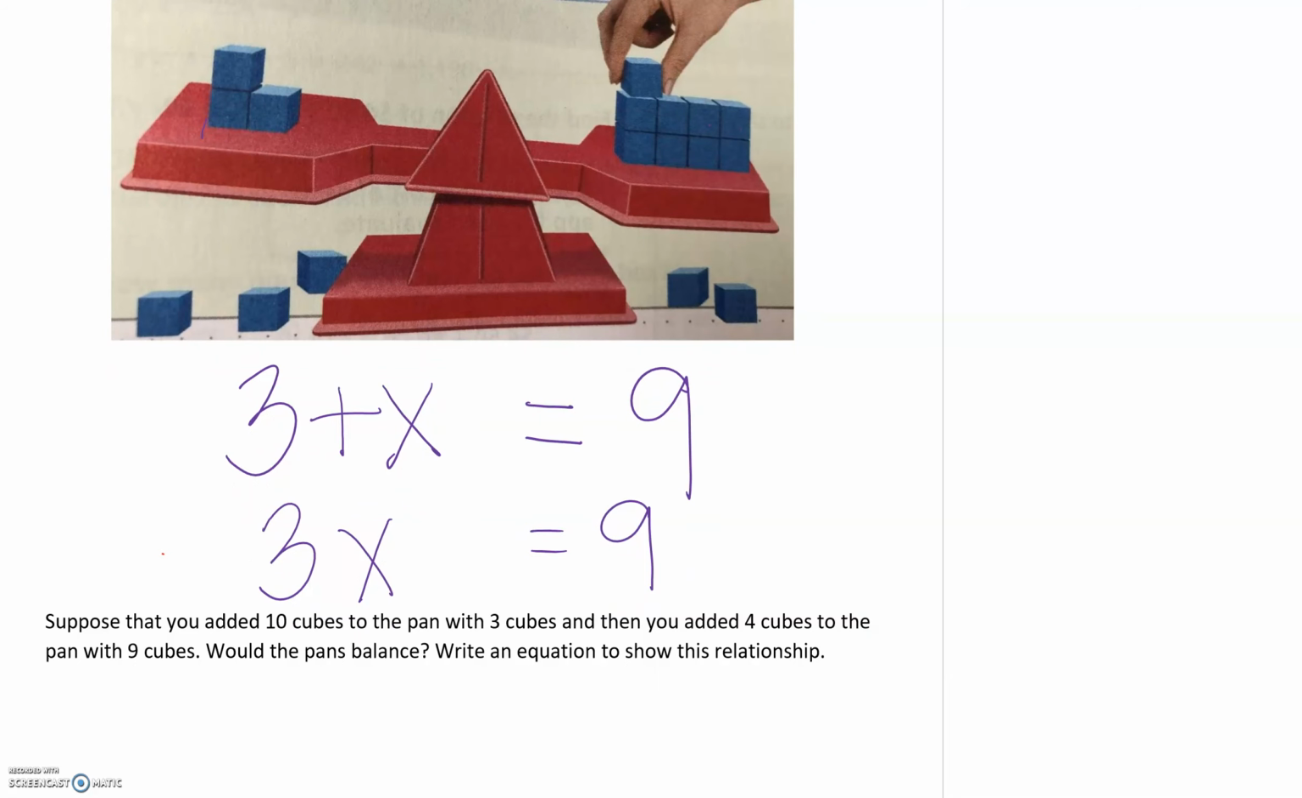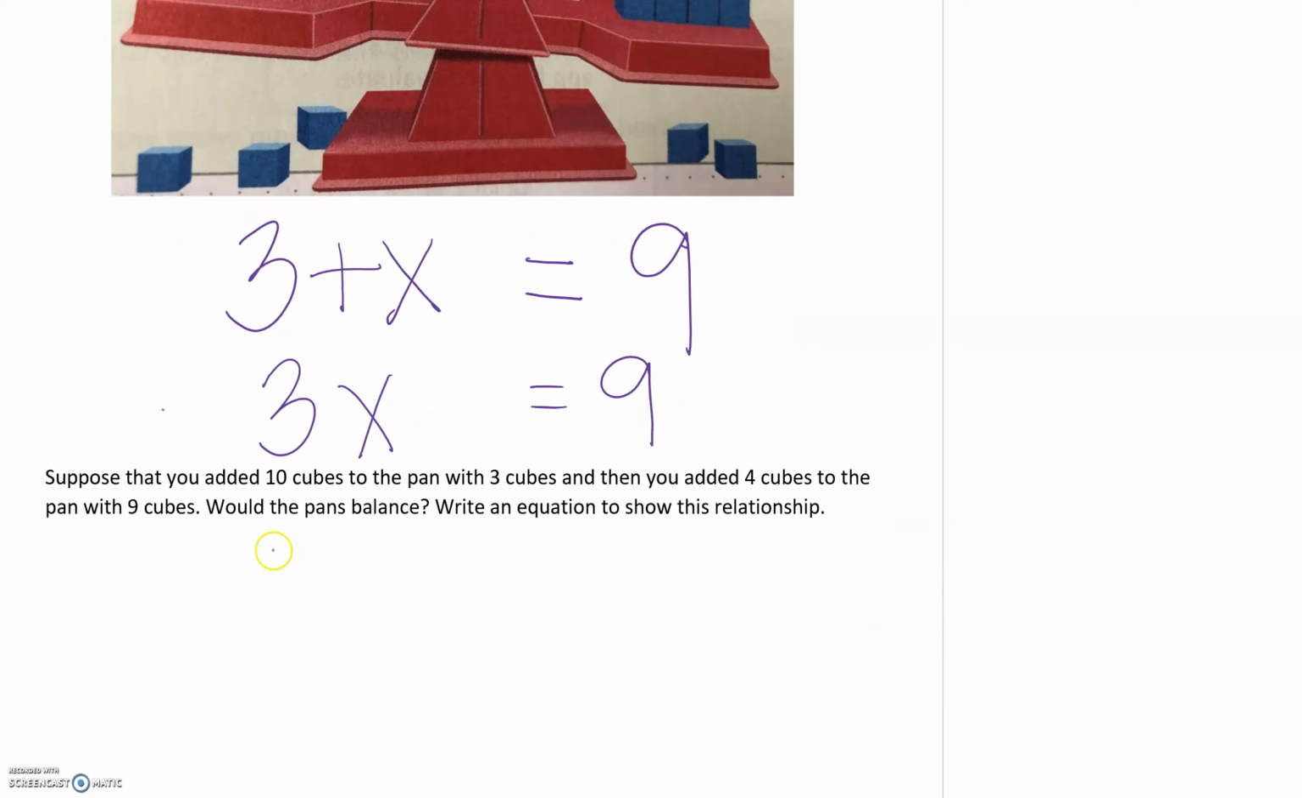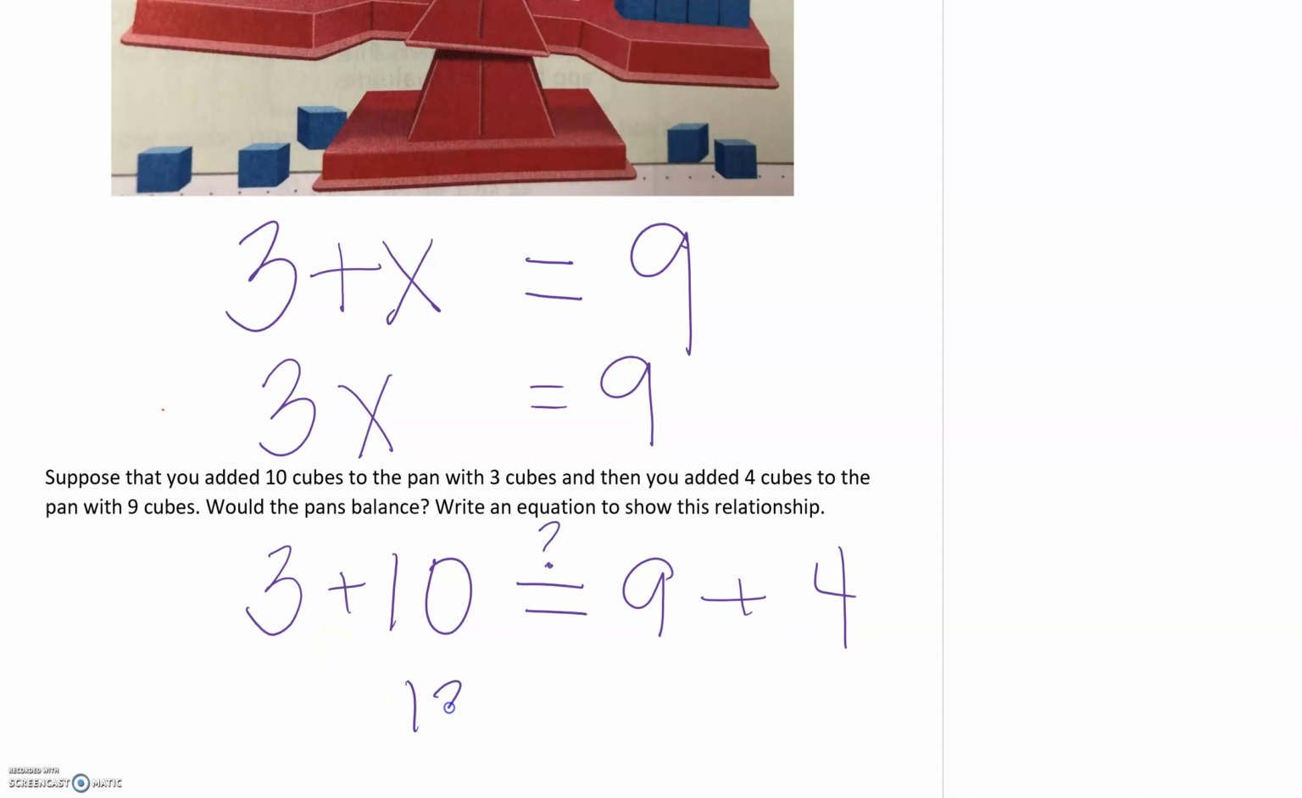So suppose down here at the bottom, suppose that you add 10 cubes to the pan that has 3 cubes. So I have 3 cubes and I add 10 cubes to it. And then you add 4 cubes to the pan that has 9 cubes. Would these be equal to one another? So if I have 3 plus 10, that is 13. If I have 9 plus 4, that is also 13. So yes, they would be equal. They would be balanced.